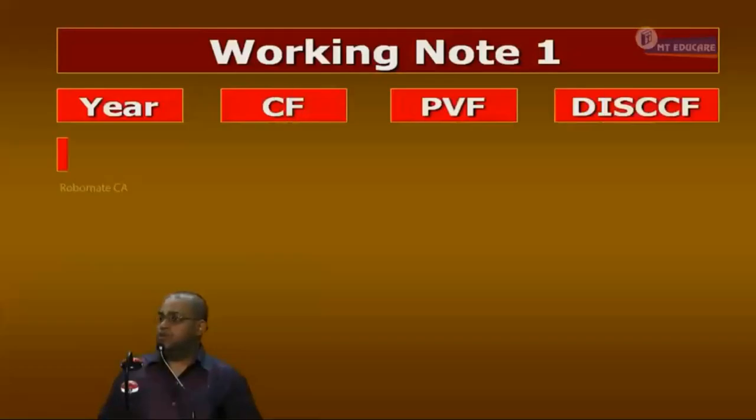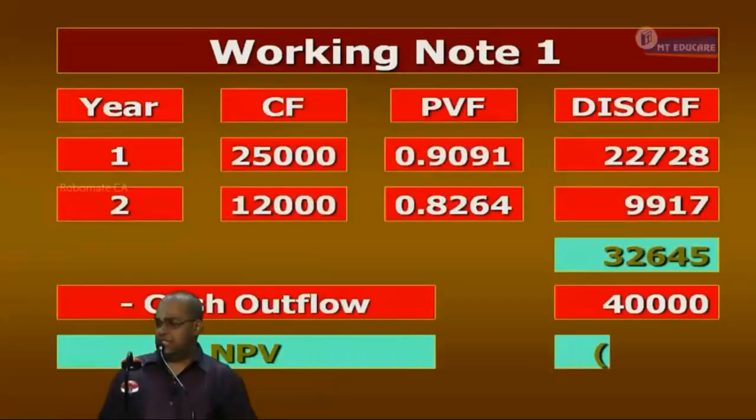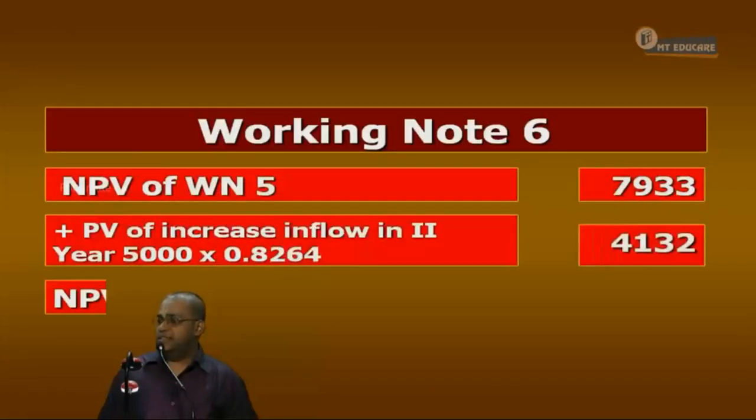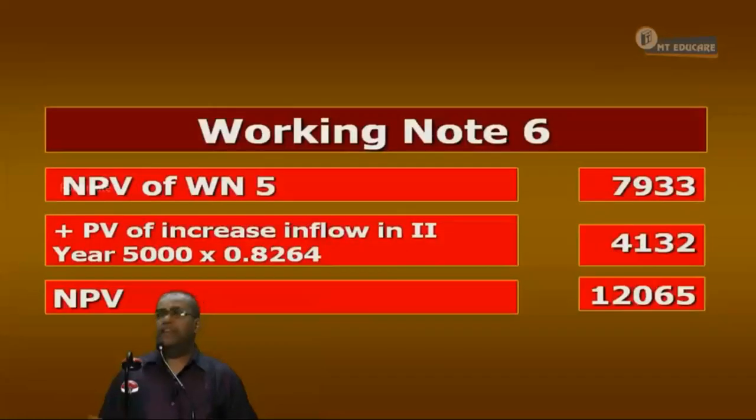So, this is the NPV for situation 1, minus 7355, like that for situations 2, 3, 4, 5 and then 6. All the 6 net present values are computed. Everybody right or not? Now let me prepare the decision tree.